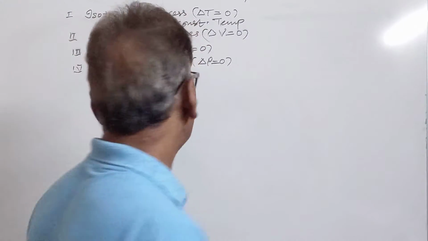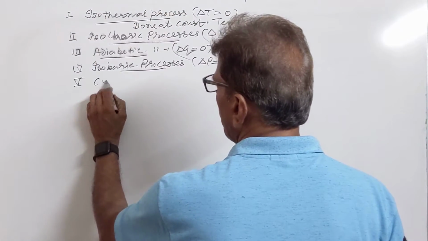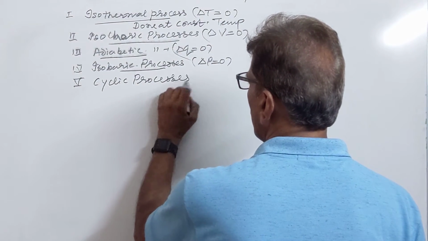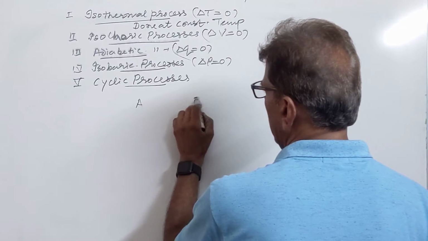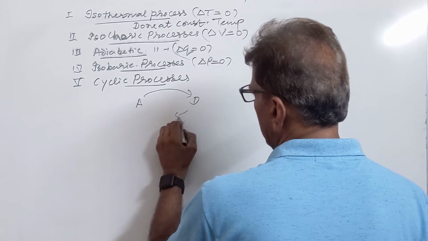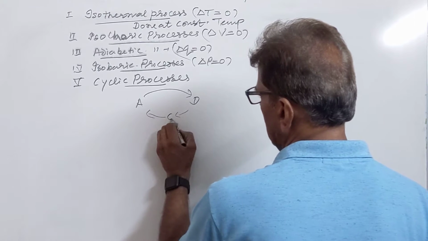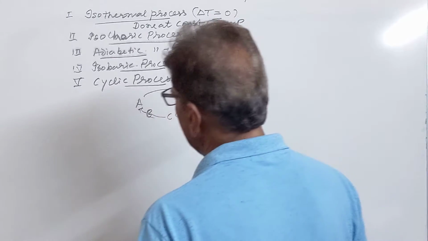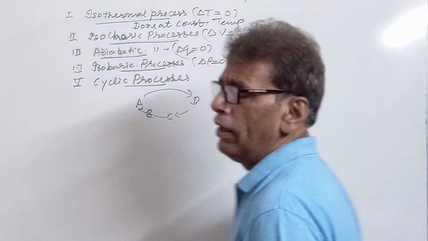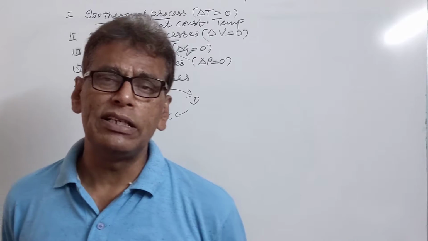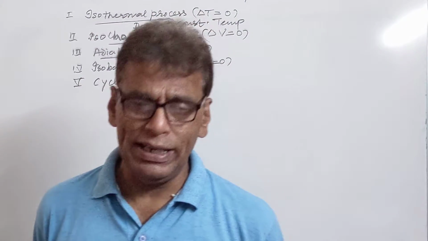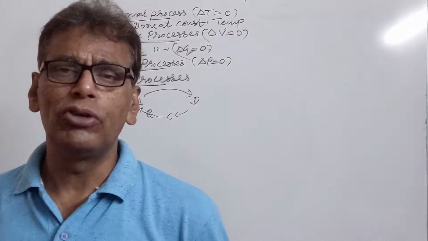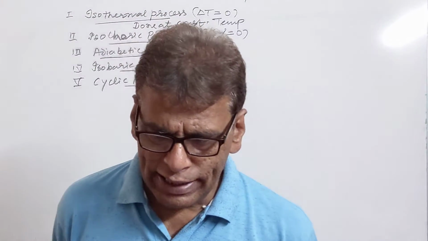Then we have cyclic processes. A changes to B, changes to C, changes to D through one step, or returns in 3 steps, changes back to A. So this is your cyclic process. When a system returns to its original state after a series of operations, after going through a series of stages, it comes back to the original state. That is called a cyclic process.